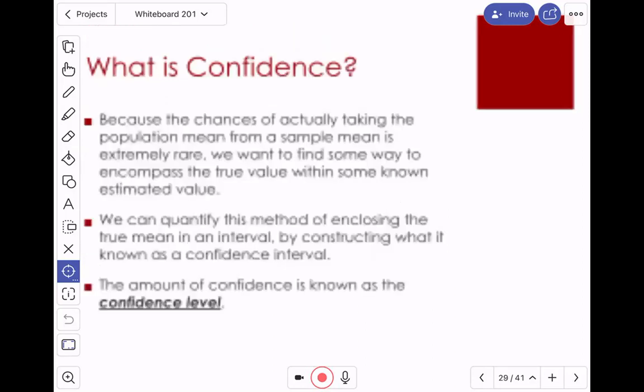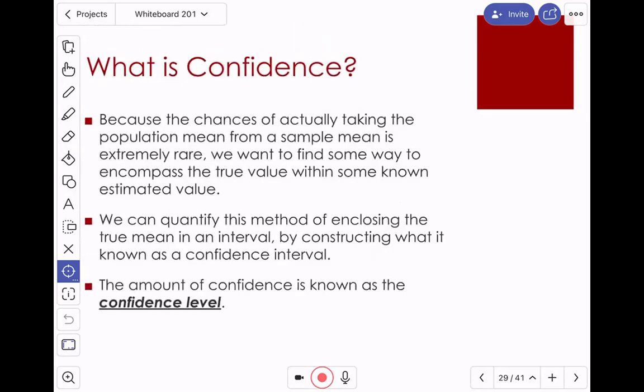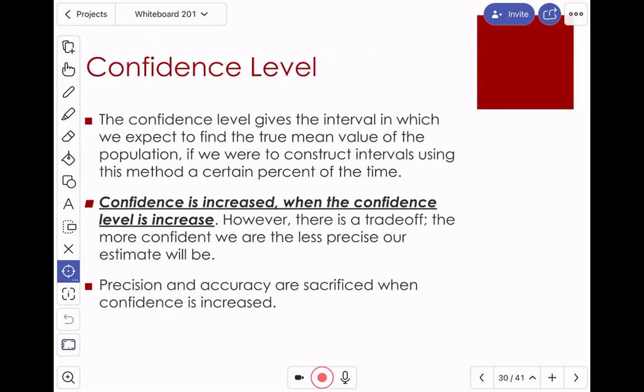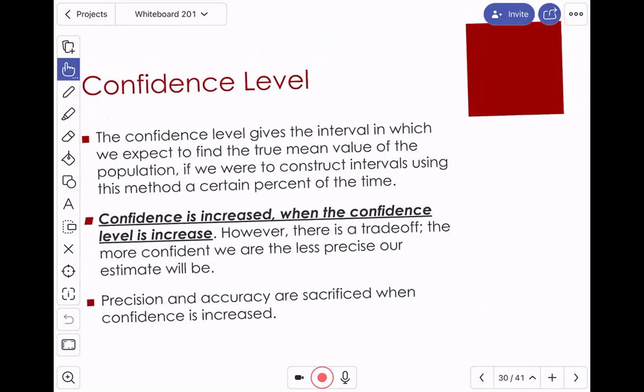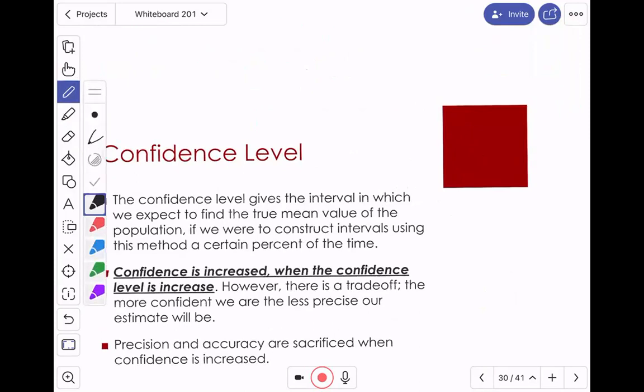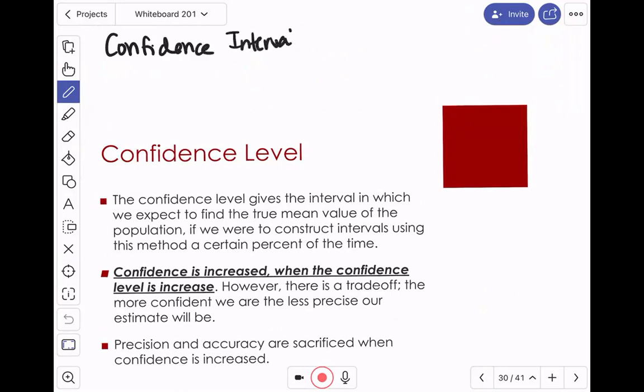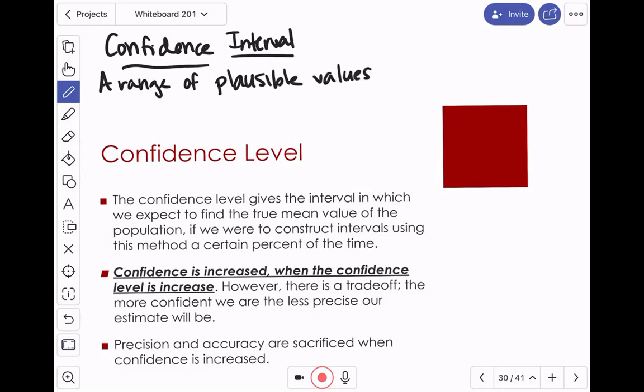So a confidence interval itself, I've got a whole lot of stuff that I don't want to talk about. I guess I'm going to talk about it now. Let's start with a confidence interval. Let me define what a confidence interval is. A confidence interval is a range of plausible values. A range of plausible values is what we're going to call this.